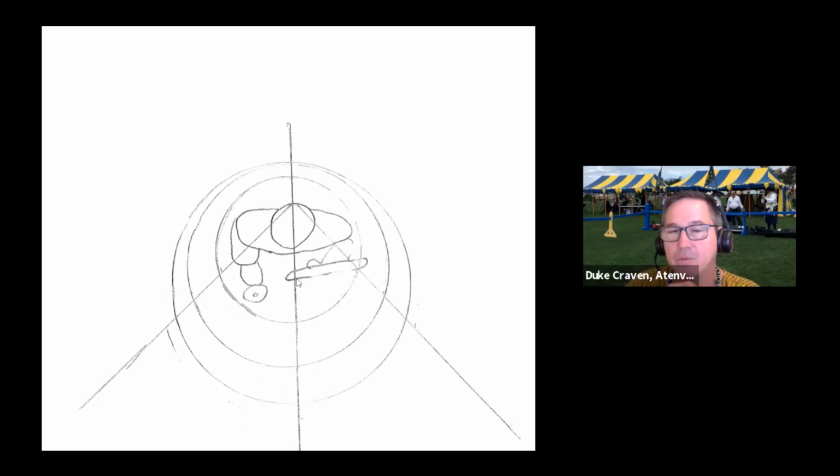Let's talk about position and range. So we think about that position range. Here I basically just drew the V on an opponent.